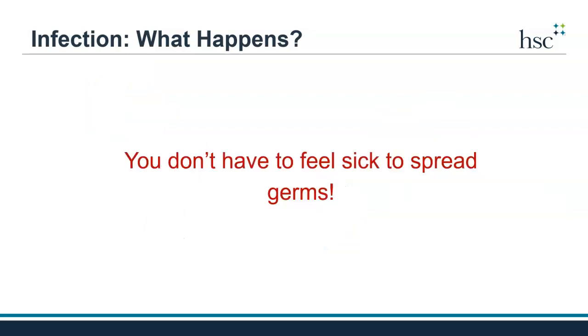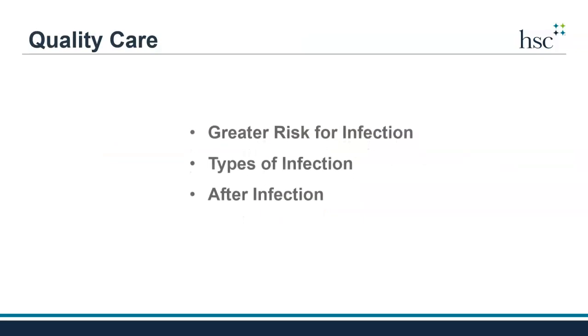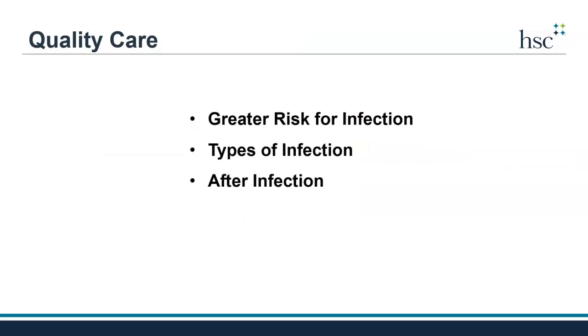The main point here is that even if you don't get sick, so you feel fine but have an infection, you can still pass the germ to other people. So you don't have to feel sick to spread germs. So now that you know about why nursing home residents are at greater risk for infection, what those infections are, and what happens if a person gets an infection, what does that have to do with resident rights and responsibilities?